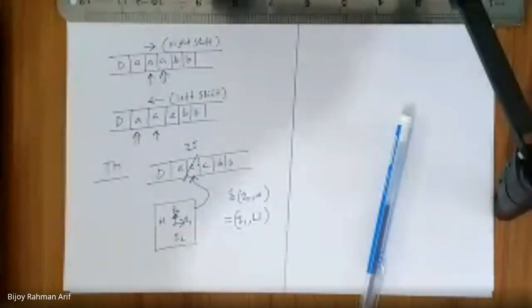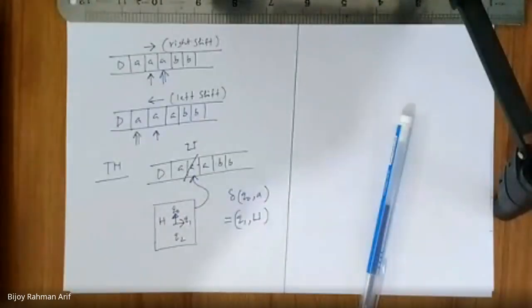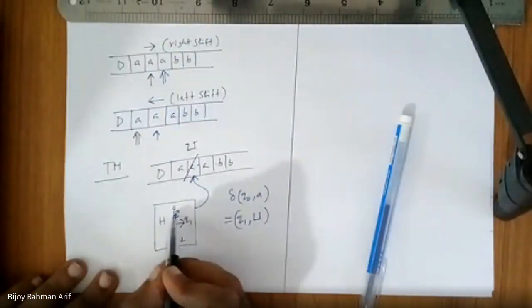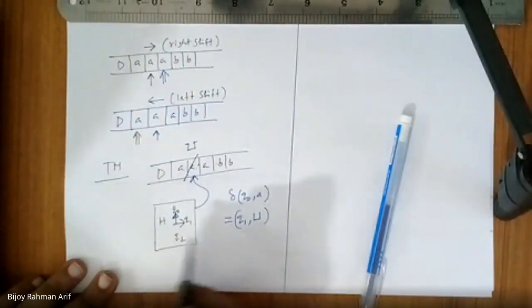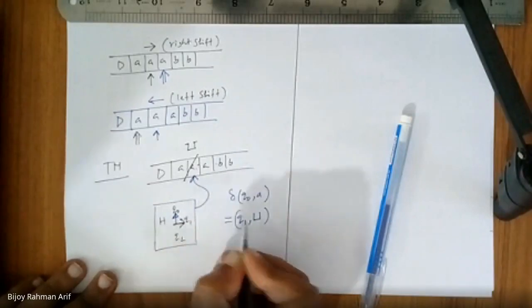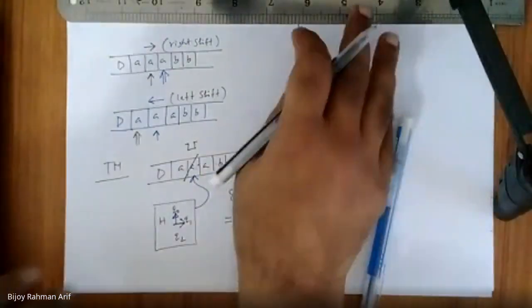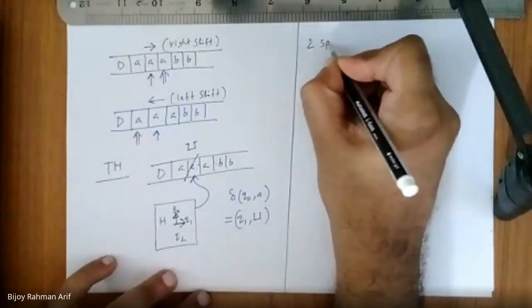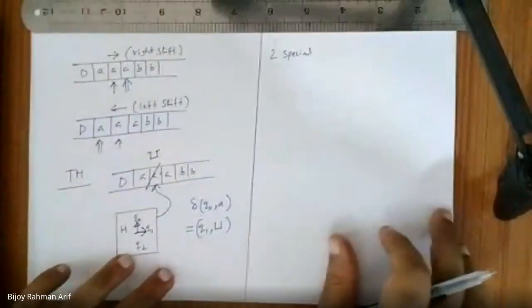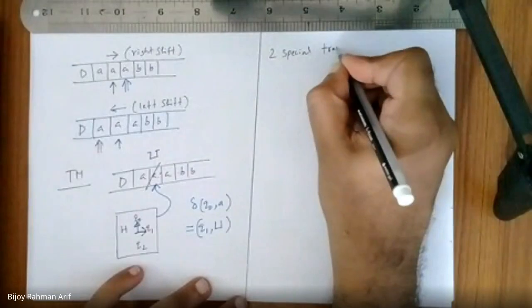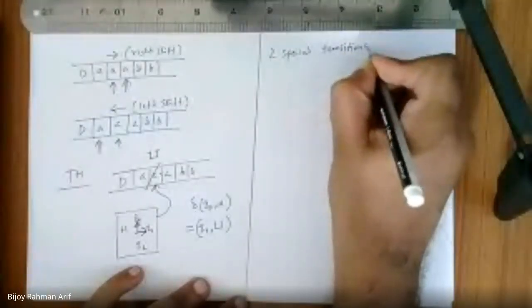Okay? Did you get the point? Did you get it? Here it means it is at Q0, seeing A. After the transition, it will go to Q1 and make this A2 black. Did you get it? Yes, sir. Okay. Now, two special conditions, which are always true.